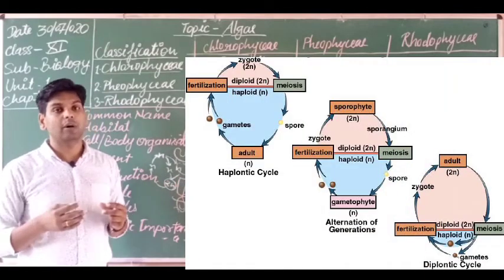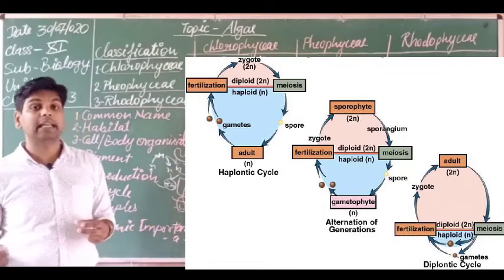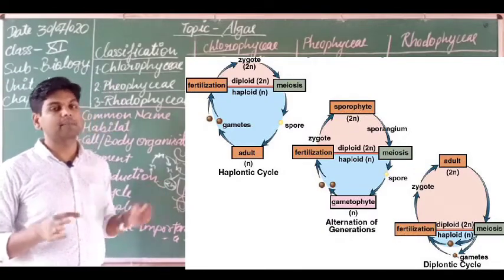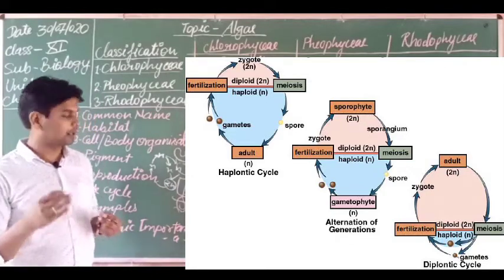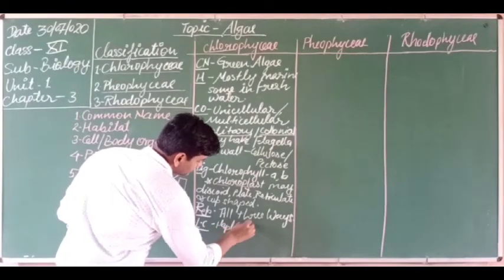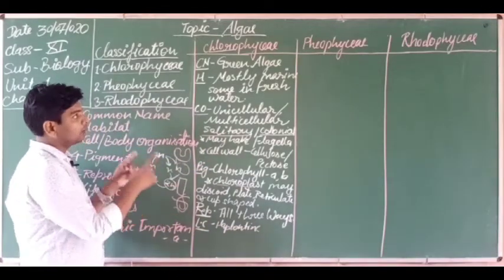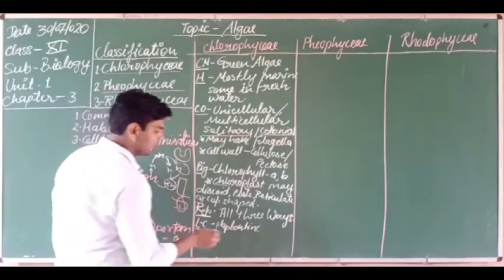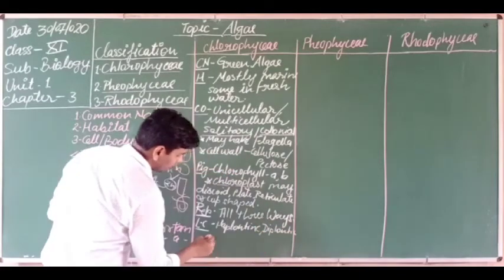When both types of structure, haploid and diploid stages, are present equally, then this life cycle is known as diplohaplontic or haplodiplontic. So these are three types of life cycle: haplontic, diplontic, diplohaplontic or haplodiplontic. Got it? So mainly the haplontic life cycle is found in almost all algae, but in some, diplontic or diplohaplontic are also found.